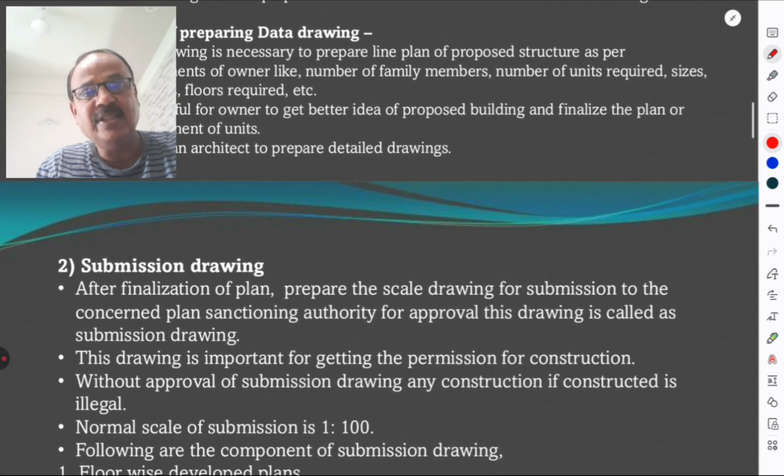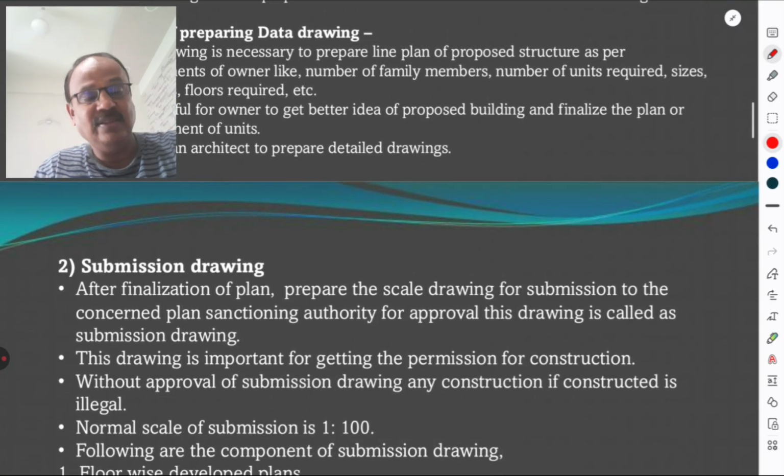Then submission drawing. After finalization of plan by the owner, we have to prepare the scale drawing for the submission to the concerned plan sanctioning authority or municipal corporation for approval of this drawing is called as a submission drawing.